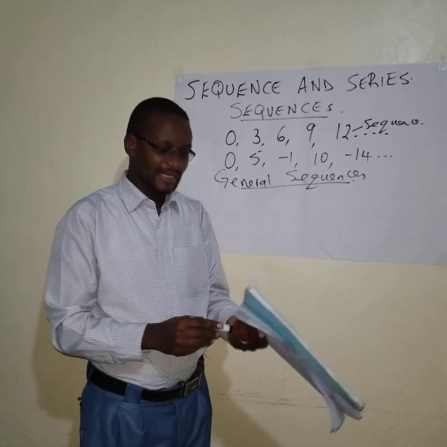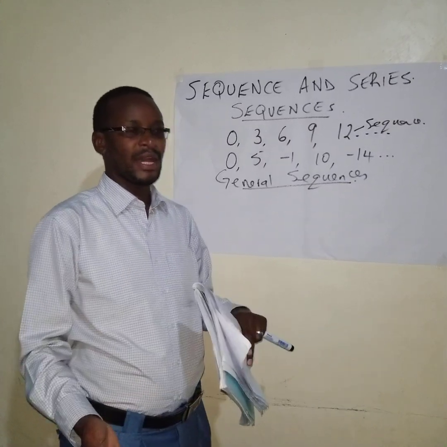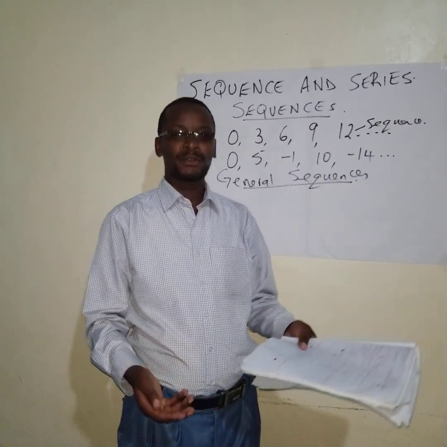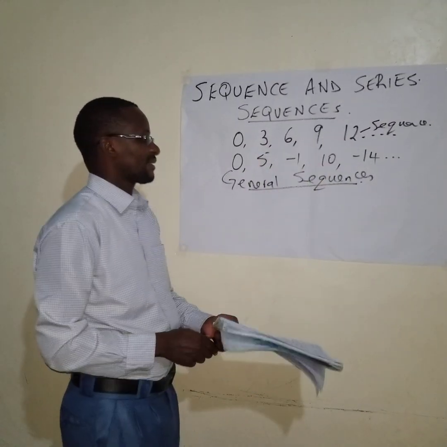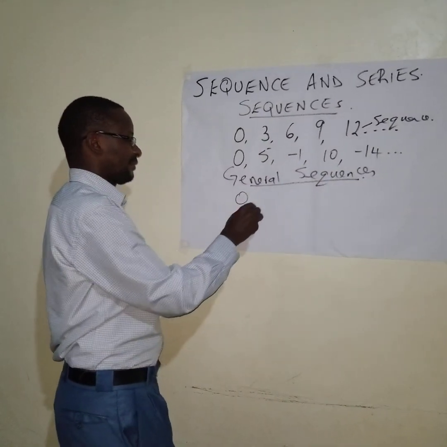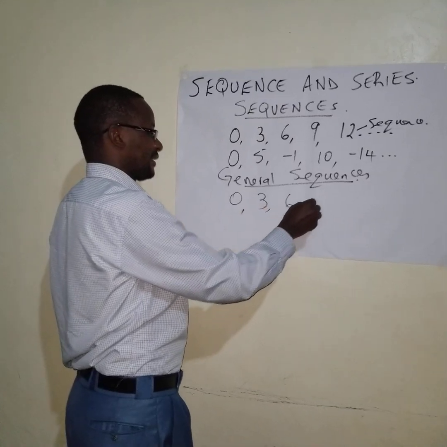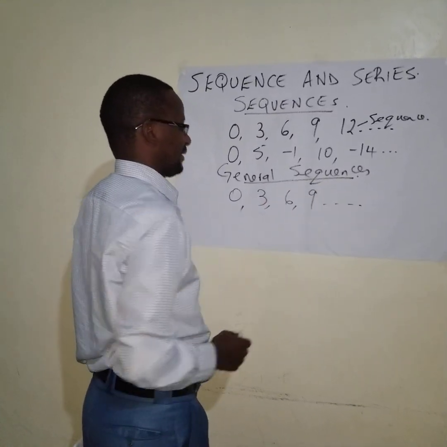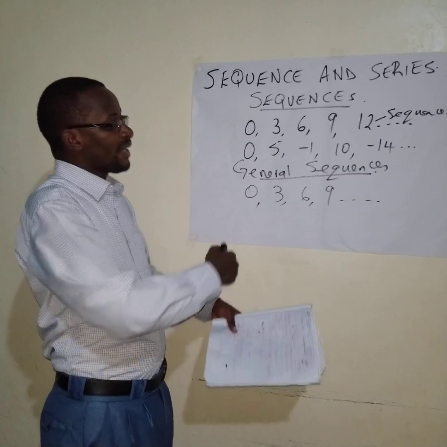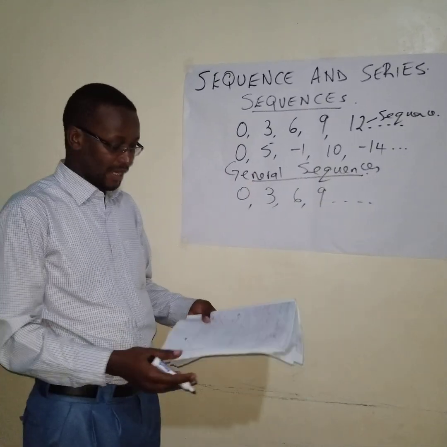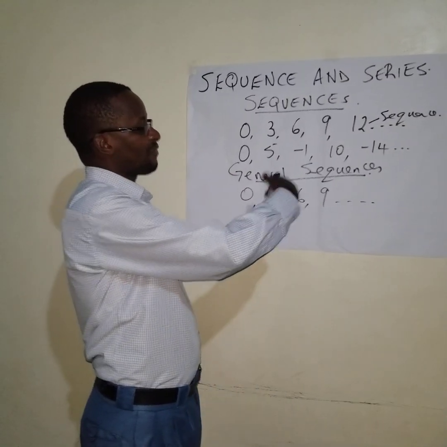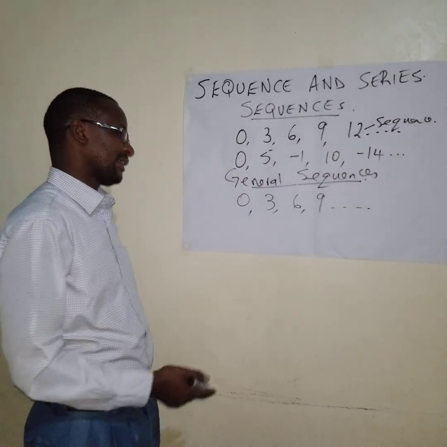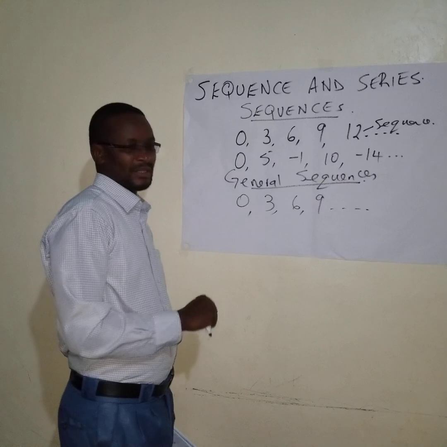The aim of looking at general sequences is to see whether we can be able to come up with a rule. If you're given numbers like these, 0, 3, 6, 9, like that, you know the next one will be 12 because you're going to add 3. And the next one will be 15 because you're going to add 3. For now, we can call this one a general sequence.